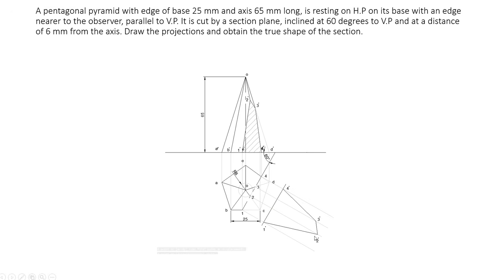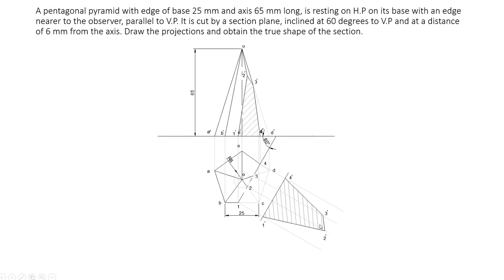Connect them using a continuous dark line. Hatch that portion at 45 degrees with this section plane. This angle should be 45 degrees with this line. You want to keep equal distance between the hatching lines. Also it should be at 45 degrees with this 60 degree line.